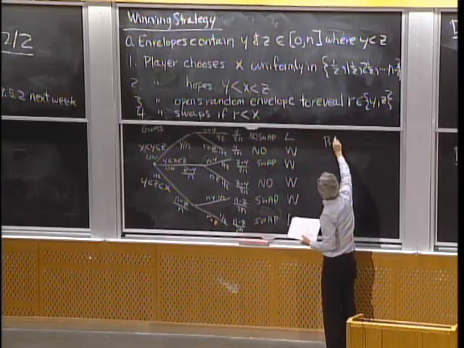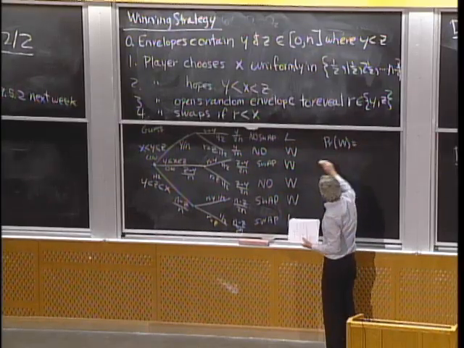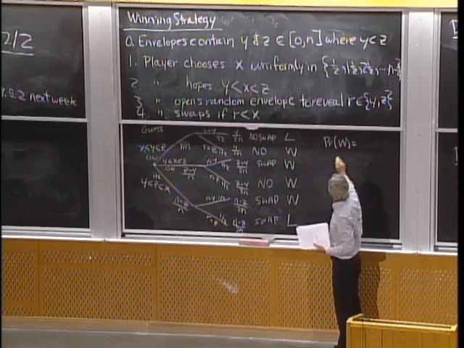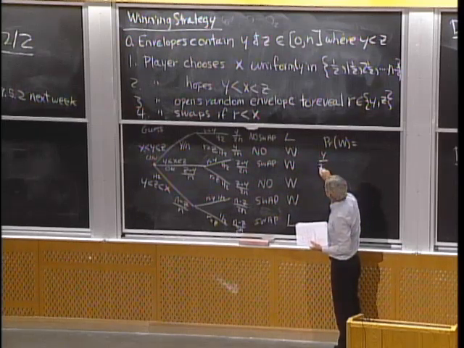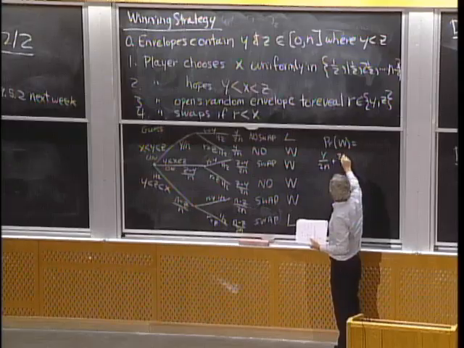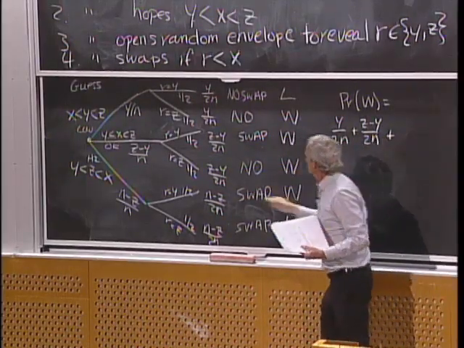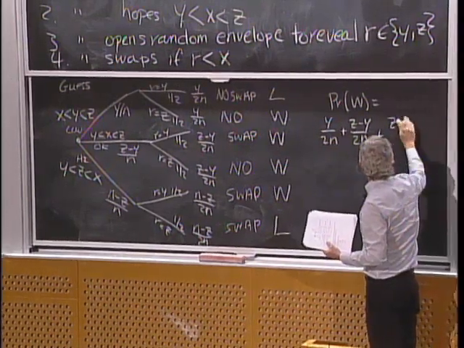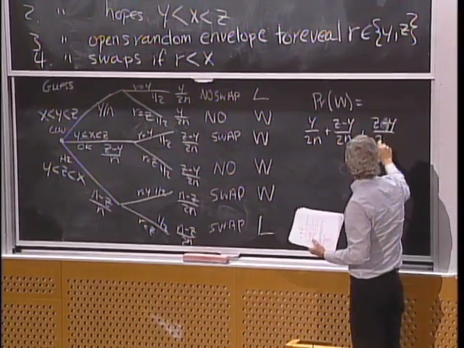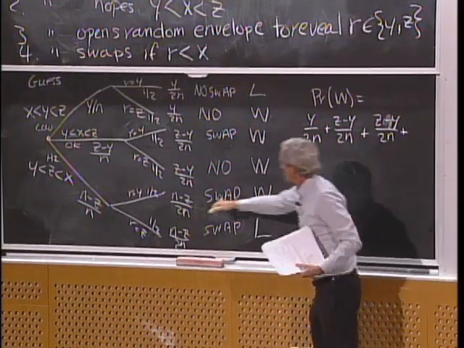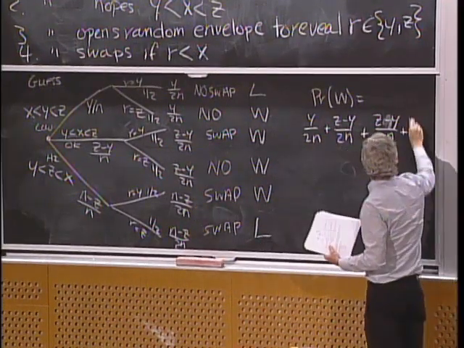All right, the probability of a win is the sum of these 4 sample points. Y over 2n plus z minus y over 2n plus z minus y over 2n plus n minus z over 2n.